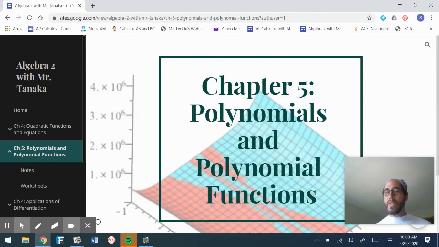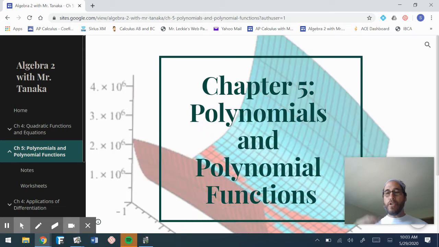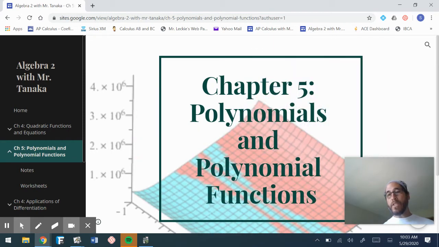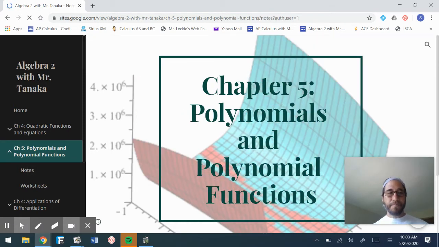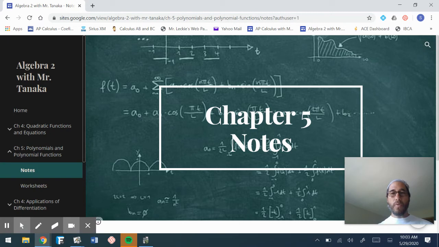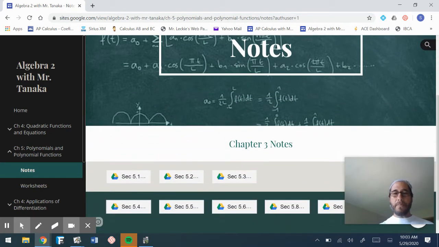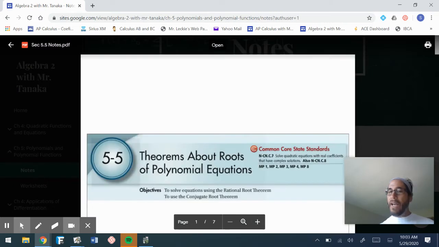All right, Algebra 2, we take our 5-4, which is our dividing polynomials, and we take it a step further when we go to section 5-5. Remember, you can always go to the website, go to notes, click the little notes, and they're going to have our chapter 5 notes. Today we're doing 5-5, so you would click that 5-5 and your notes would come out.